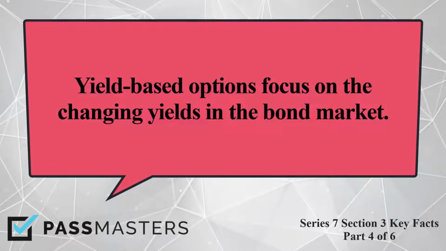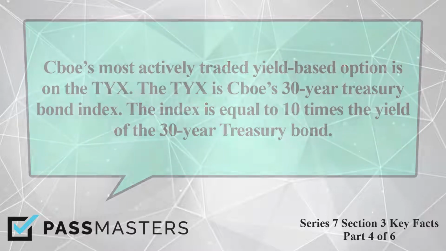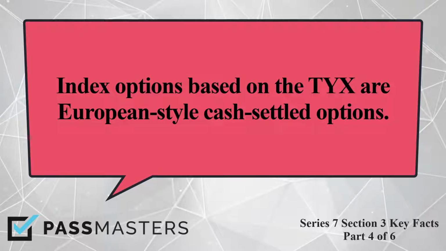Yield-based options focus on the changing yields in the bond market. CBOE's most actively traded yield-based option is on the TYX. The TYX is CBOE's 30-year Treasury bond index. The index is equal to 10 times the yield of the 30-year Treasury bond. If the 30-year Treasury bond is yielding 3.221%, the TYX index would be at 32.21. Index options based on the TYX are European-style cash-settled options.